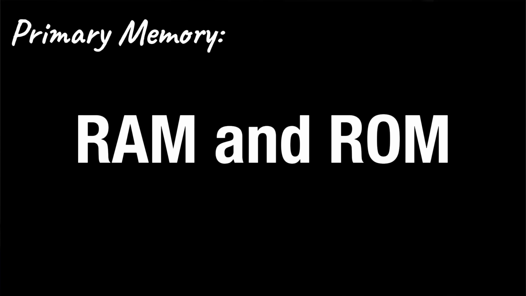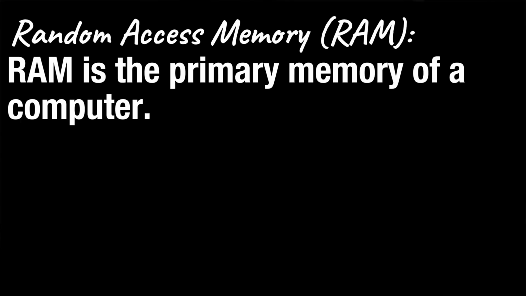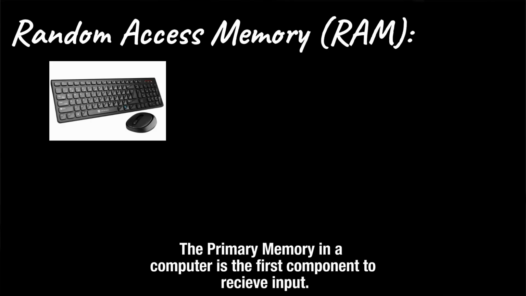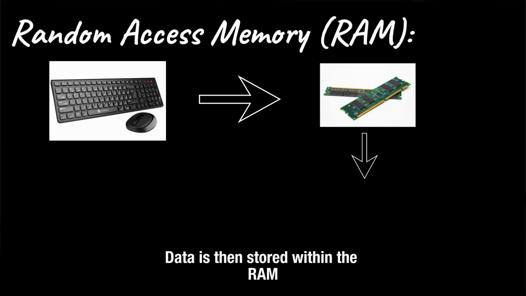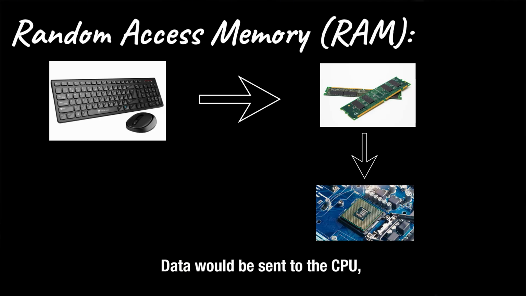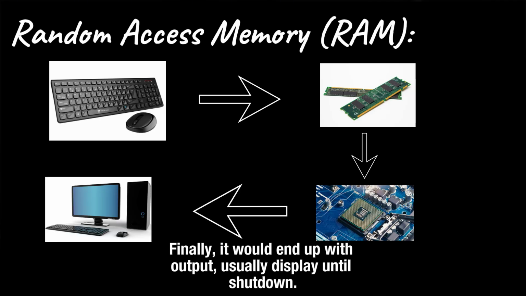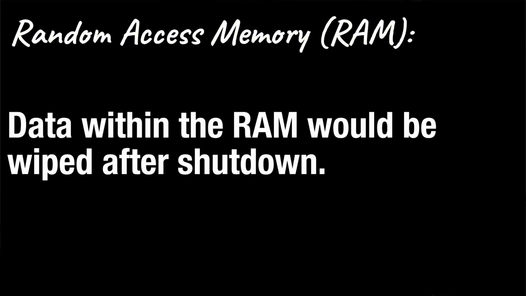also known as ROM. Firstly, let's go over random access memory, or RAM for short. This is a RAM stick. RAM is the primary memory in a computer. This is because it receives information from any inputs within the system first, then temporarily stores the data, and then it would be sent into the CPU. This process would cycle over and over again until you turn the computer off, where the data gets wiped.